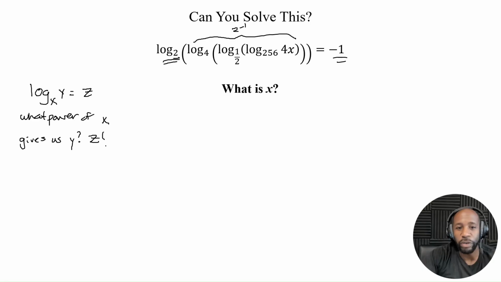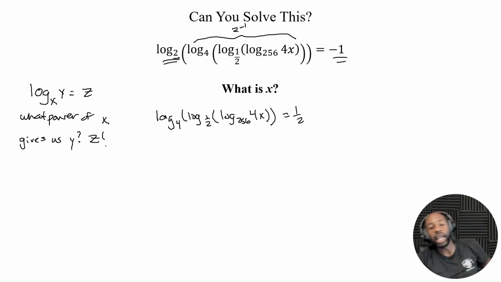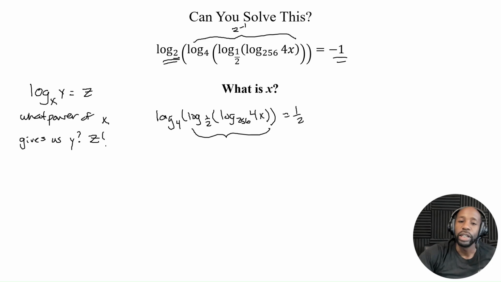Now you go from there and you write down log base 4 of log base 1/2 of log base 256 of 4x is equal to 1/2. Now we do this again. 1/2 is the power of 4 that gives us this stuff here. So the inside is 4 to the 1/2 power, which is the same thing as the square root of 4, which is 2.